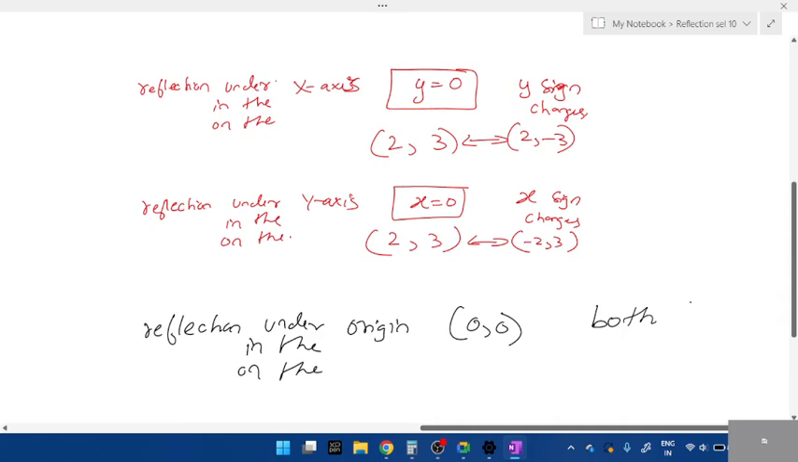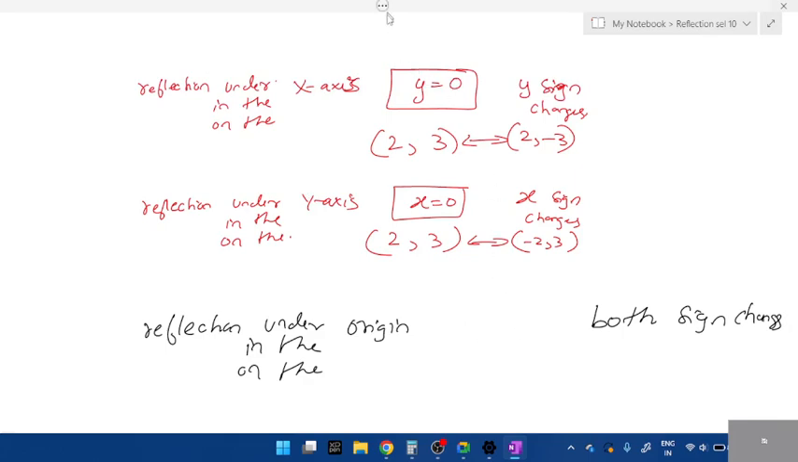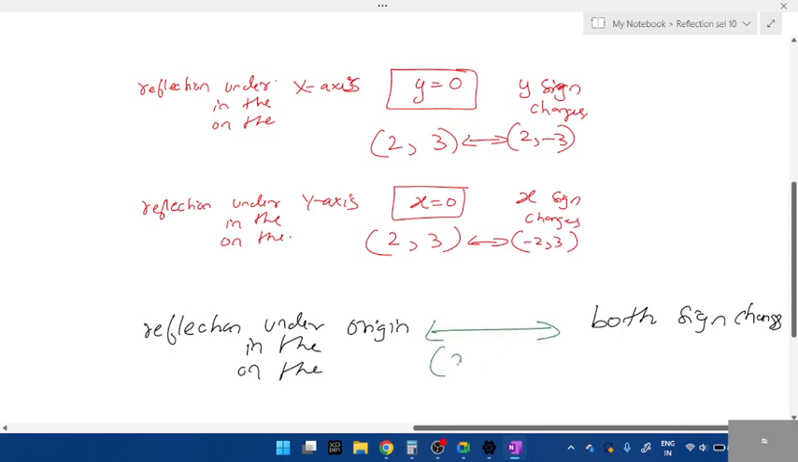Okay, if I tell reflection under origin or reflection in the origin, students, remember both the signs will change. If I write 2 comma 3, what's the answer? Minus. If I write minus 3 comma minus 2, yes.